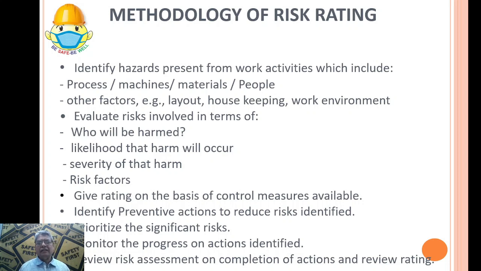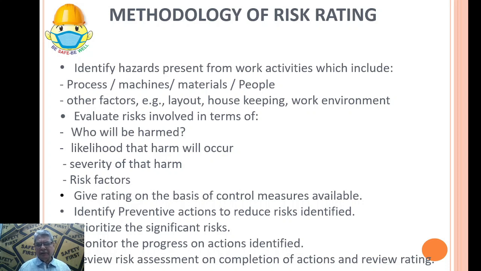and there may be other factors like layout, housekeeping, work environment. We will discuss process, machine, materials, people at length. The other factors, that is layout. Now there is a particular layout of the workshop and there may be certain problems, that the alley between the machines is not enough, it is very narrow, or machines are put haphazardly, not according to the process flow, there are no walkways or gangways. So there may be certain problems with the layout.